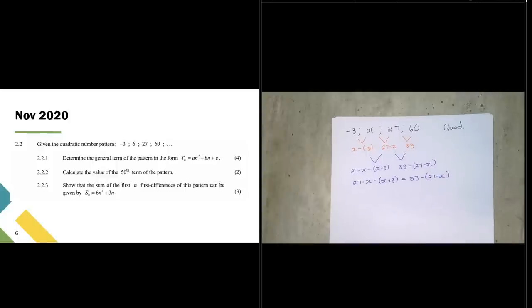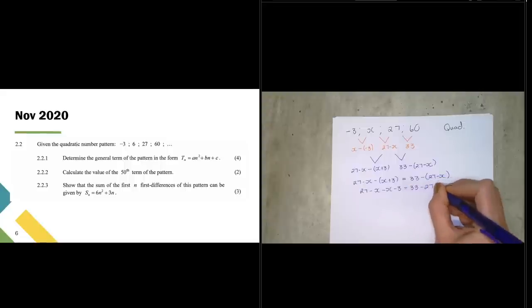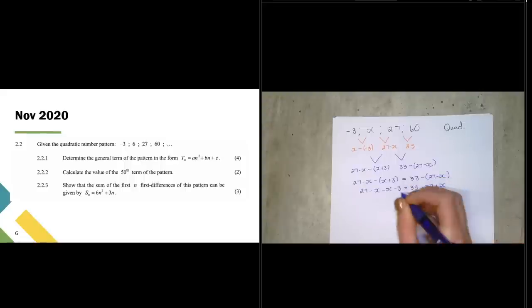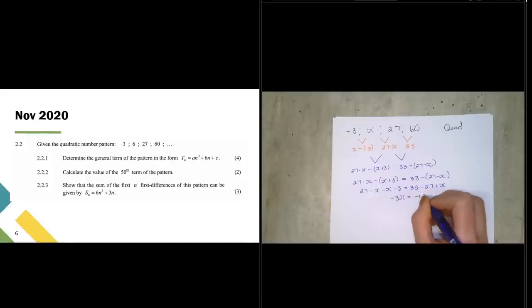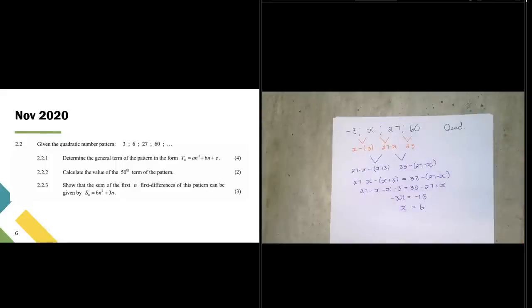And now I can solve this. 27 minus x minus x minus 3 equals 33 minus 27 plus x. That means negative 3x is equal to negative 18. And that means x is equal to 6. So I was able to calculate that that original x value was supposed to be 6.